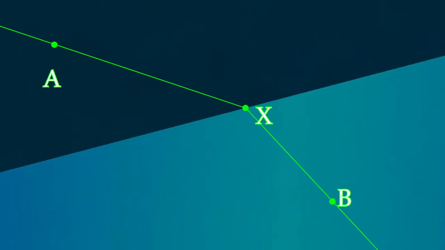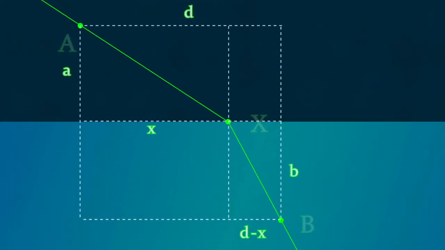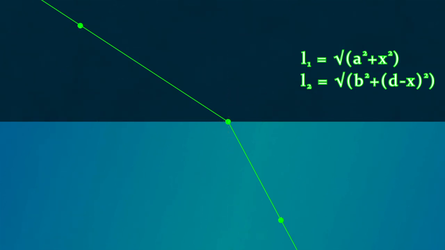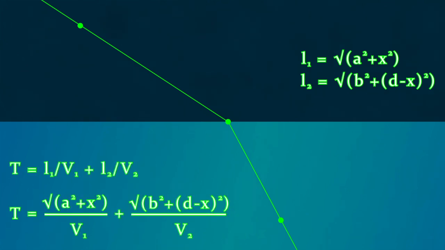Obviously, in the first medium, light will travel a distance L1 equal to the square root of the sum of a squared and x squared. In the second medium, it will travel a distance L2 equal to the square root of the sum of b squared, the depth of the second layer, and the square of the quantity d minus x. Accordingly, the total time it will take to cover this path will be L1 divided by v1, i.e., the speed of light in the first medium, plus L2 divided by v2, i.e., the speed of light in the second medium.